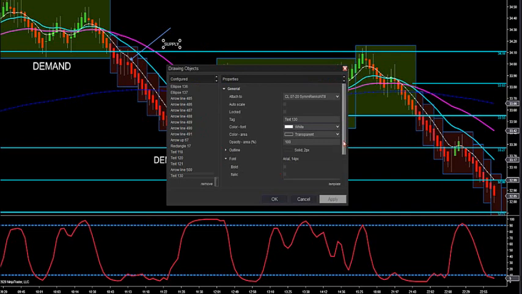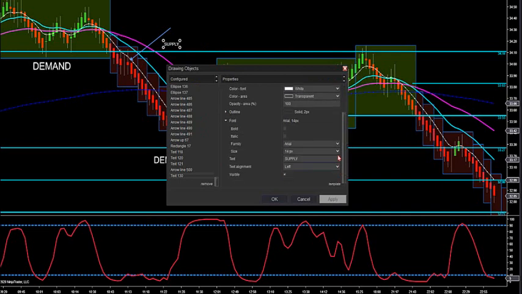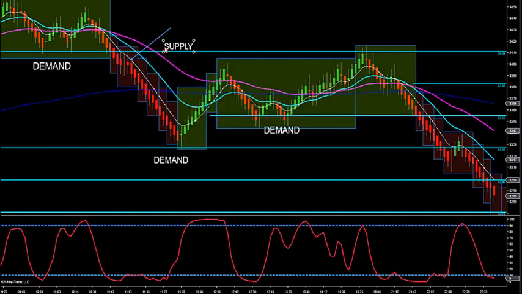So what you want to do is, if supply breaks and the trend is down, you want to try to get short. There's your supply. Old demand becomes new supply. This is your short opportunity right here. Or would you close below it?